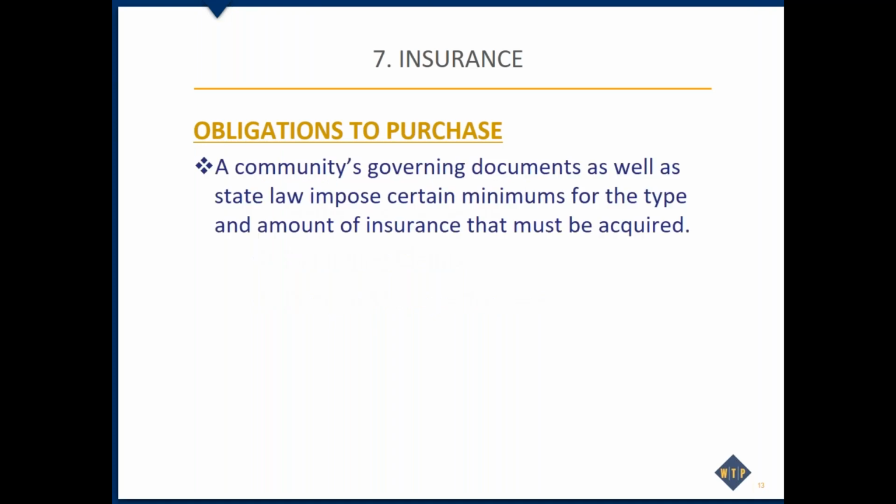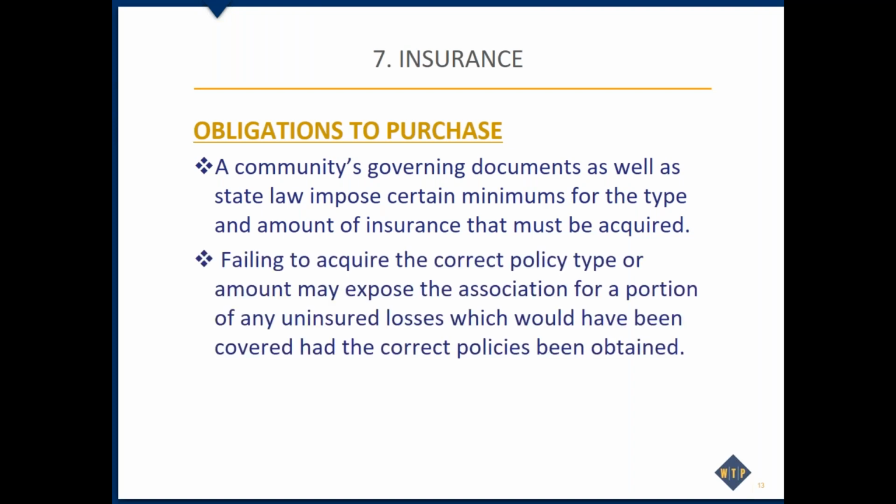A community's governing documents, as well as state law, will impose certain minimum types of insurance that must be acquired. So for my HOA clients, there's nothing in the statute that requires an HOA to obtain insurance, but more likely than not, your governing documents are going to require you to purchase some type of liability insurance, property insurance, and we're going to talk about some of the other insurances that you may want to consider anyway. But failing that, if you're a condominium, there's a statutory provision that we'll get into in a little bit, and more likely than not, your governing documents have a very specific type of policy that you have to acquire.